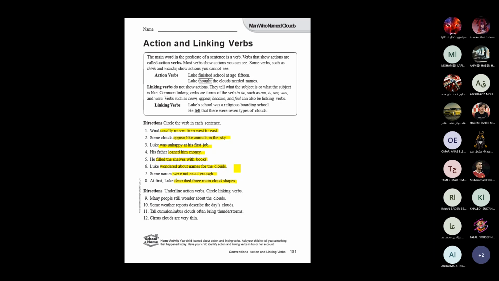Who else? Okay, Halim, very good. Abdullah, Mishal, why are you highlighting number 11? Number 11, why are you circling? So, no circle. Muhammad Ashraf, all are circled. The second question is asking you to underline action verbs and to circle the linking verbs.